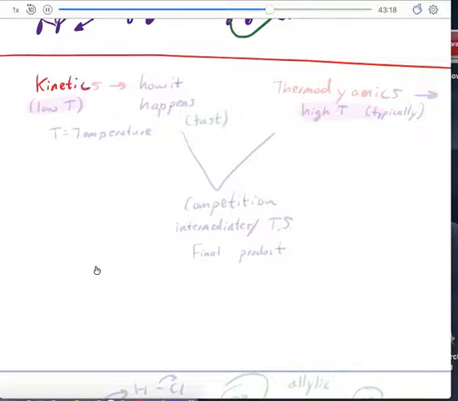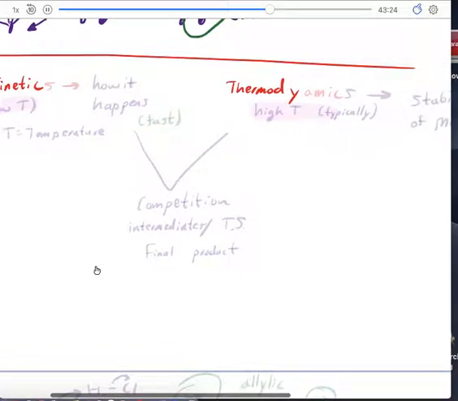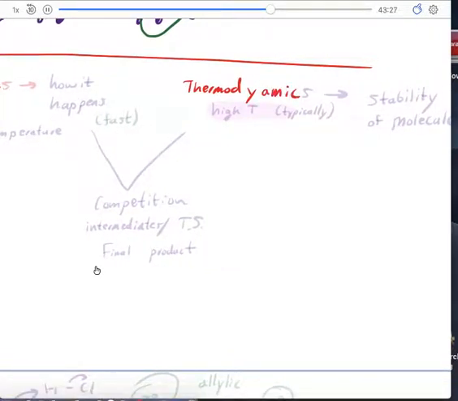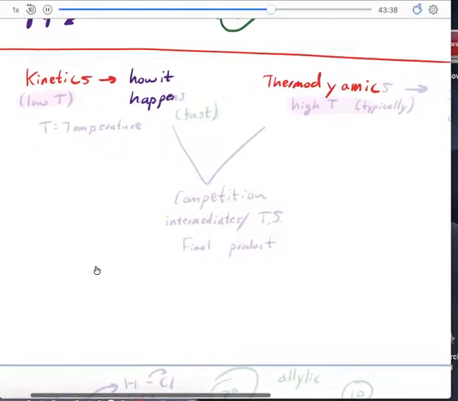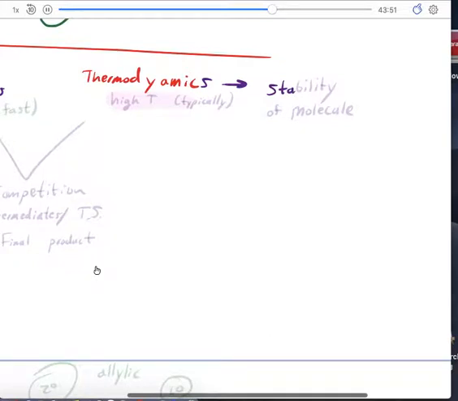So kinetic versus thermodynamic. So kinetics specifically refers to how it happens. If we're analyzing the reaction mechanism, like how the atoms move back and forth, how the electrons leave, how the leaving groups come off, those are the kinetics. When we're looking at thermodynamics of the reaction, we're basically looking at the stability of the molecule.